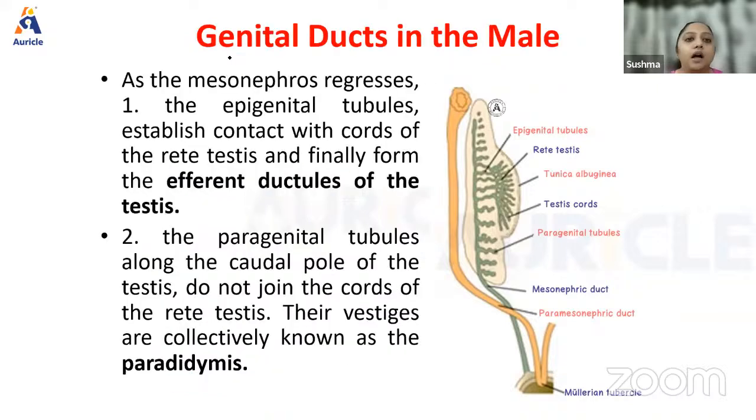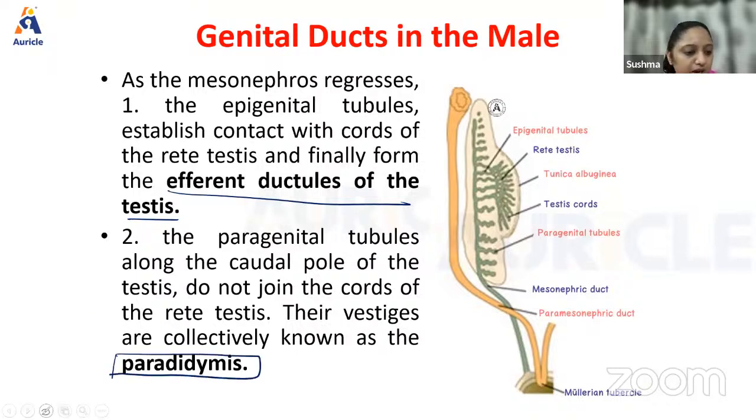Now, as the mesonephros regresses, the epigenital tubules establish contact with the cords of the rete testis and finally form the efferent ductules of the testis, whereas the paragenital tubules, along with the caudal pole of the testis, do not join the cords of the rete testis, and their vestiges are primarily known as the paradidymis.